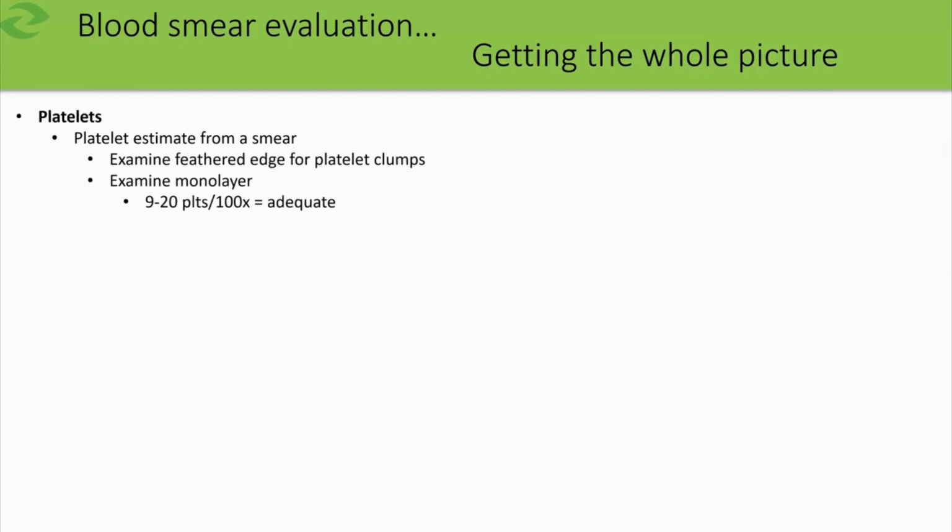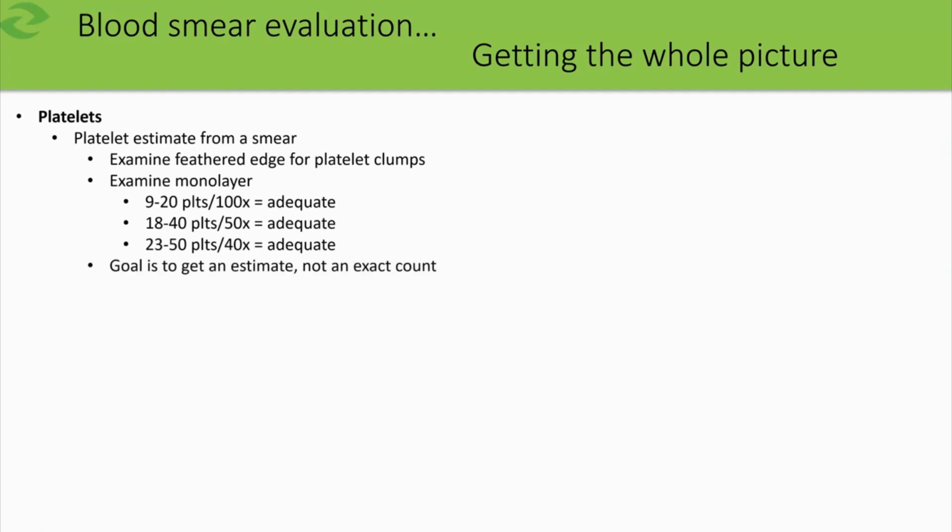I'm just going to quickly go through these. Using a 100x objective, if you count 9 to 20 platelets, that's probably adequate. 18 to 40 for a 50x and 23 to 50 on a 40x lens. Again, the goal is to get an estimate, not an exact count. Is it adequate? Consider that spontaneous bleeding occurs with platelet counts less than 10,000 per microliter. So at the 100x objective, you're looking at 2, maybe 3 platelets at the most per 100x field.